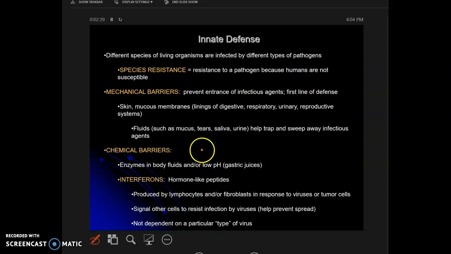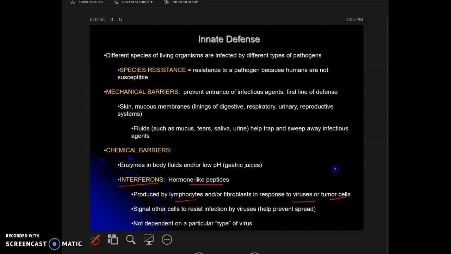Chemical barriers. Enzymes or low pH in the gastric juices are there to kill or destroy any foreign body. Now, this is interesting. Interferon. What does the word interferon remind you of? Interfere. So interferons are hormone-like peptides, and these are produced by lymphocytes. But when does the lymphocyte produce this? When it is attacked by a virus or a tumor cell.